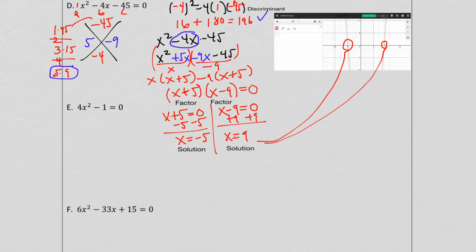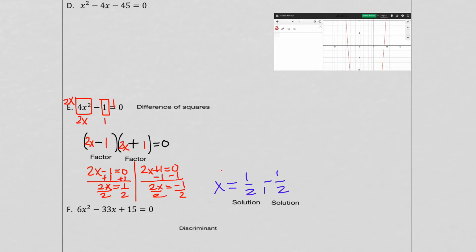So again, I can verify my work through Desmos if I type in my original expression and just check the picture. Again, pause and try E, please. Alright guys, so example E.